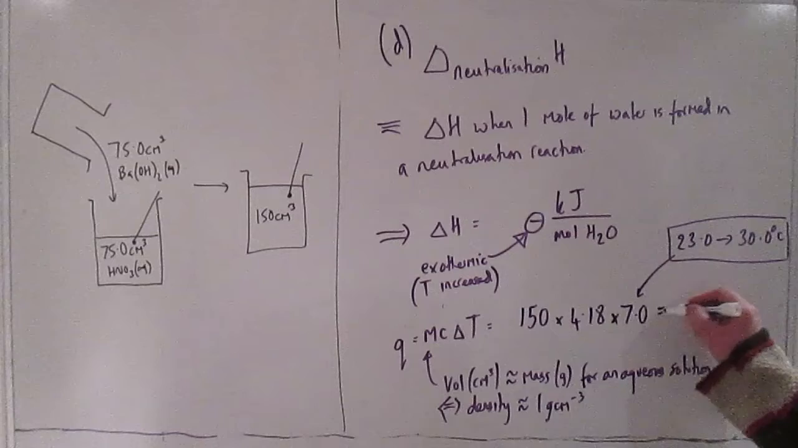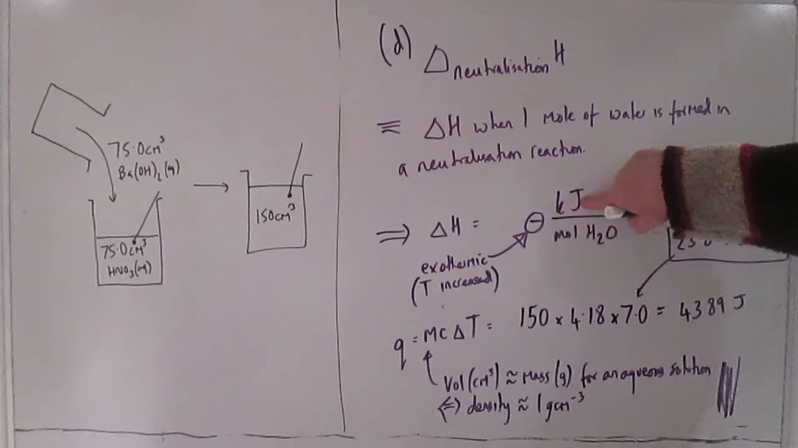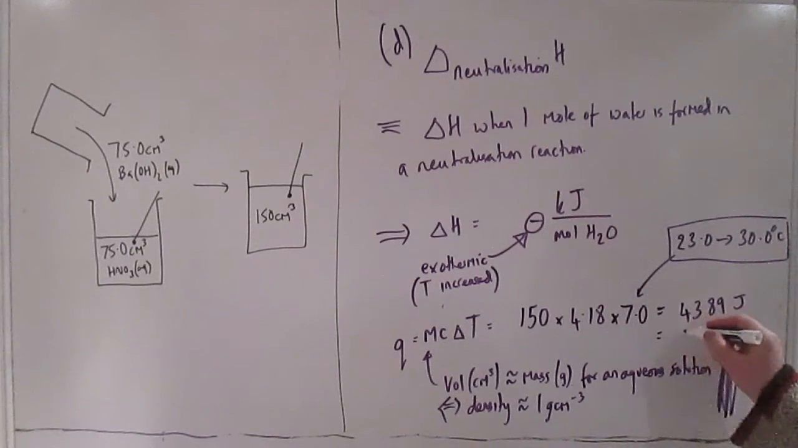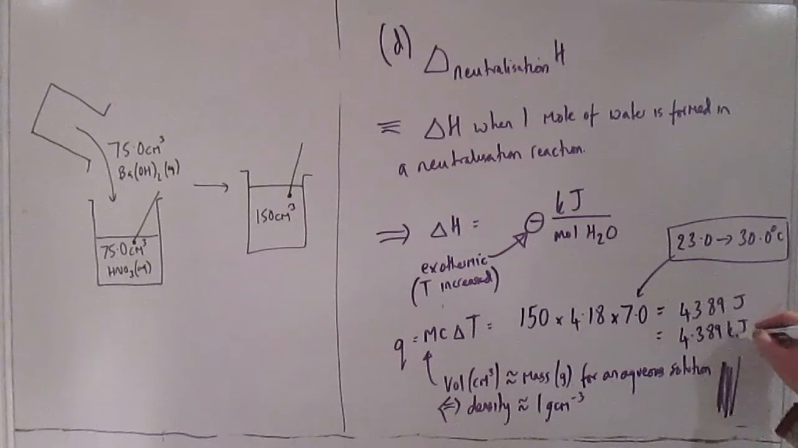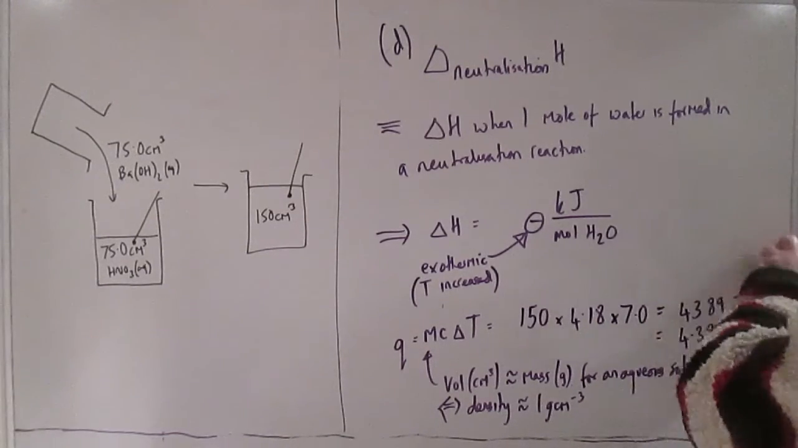So we can crunch those numbers together to get Q, which comes to 4389 joules. But remember, we need kilojoules, because this is the way we're going to calculate delta H. So that's equal to 4.389 kilojoules. We divide by 1000 to put that in kilojoules. So now we're almost there, because we just need to now put the numbers into this equation.